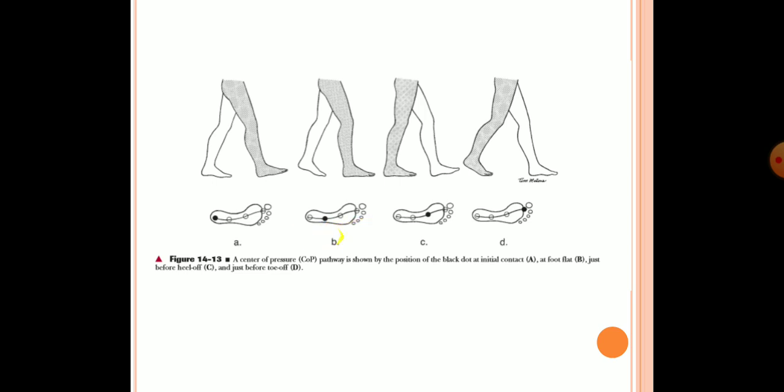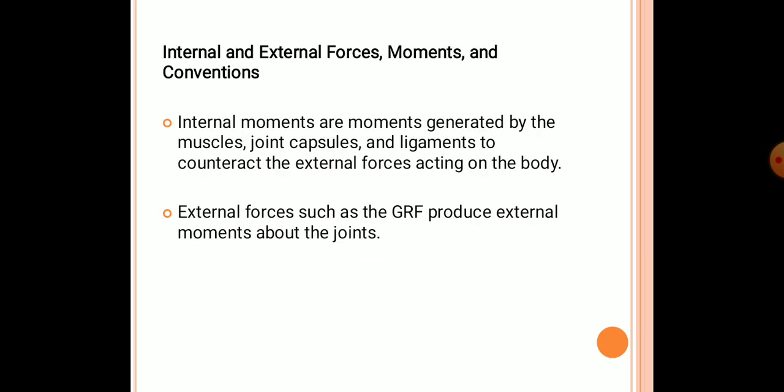That means if we are in early stance phase, it's almost coming to the midpoint of the foot, and as it moves forward, when we come to the late stance phase, it is coming to the front of the foot, or much more anterior to the line. When it comes to late stance or the heel off phase, what happens? The center of pressure is actually bearing at the metatarsal head, and at the new gait cycle, the same pattern is followed. Next is the internal and external forces, moments, and conventions.